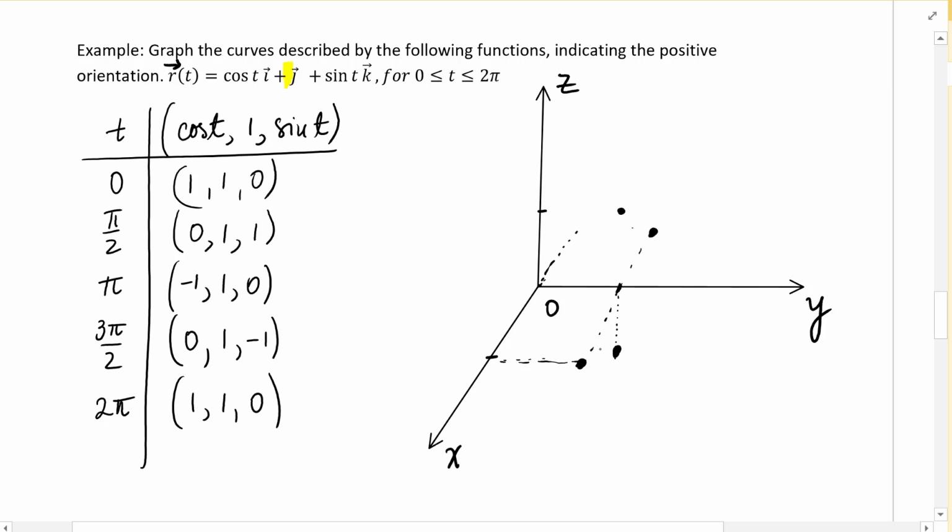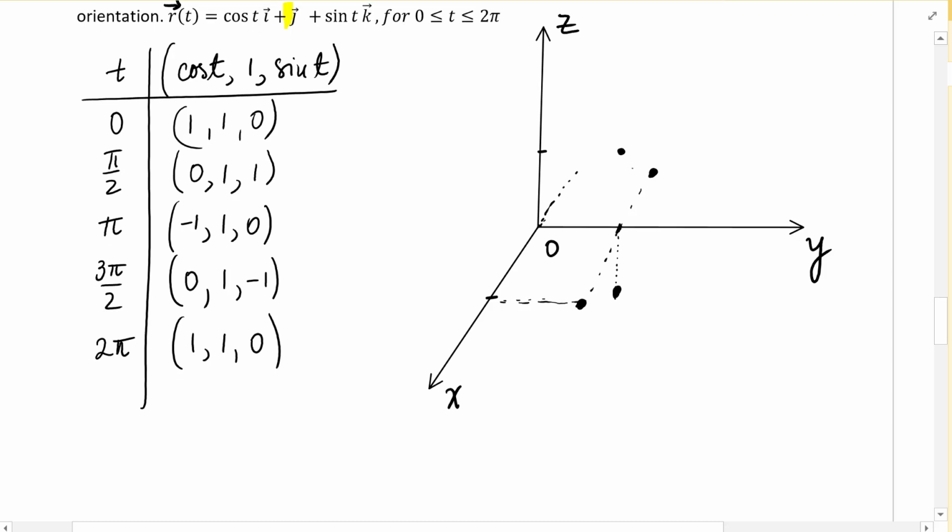So basically, I can put some more points to get a better idea. So maybe I should put, I don't know, pi over 4. So that would give me cosine of pi over 4, that's square root of 2 over 2, 1, and sine of pi over 4, square root of 2 over 2. So that would be square root of 2 is 1.7 divided by 2, 0.85, so it would be somewhere here. With 1, it would be this point, and then going up a 0 point something, so it would be somewhere here.